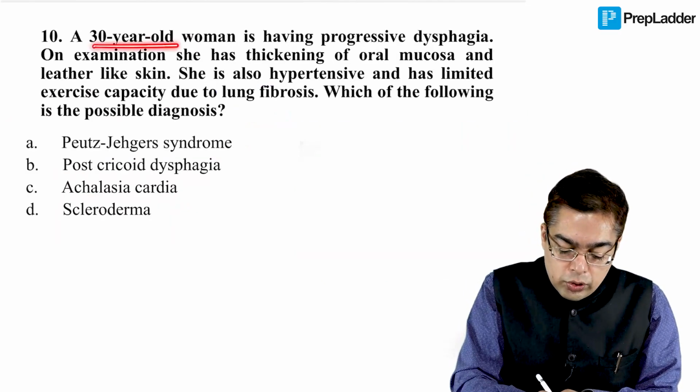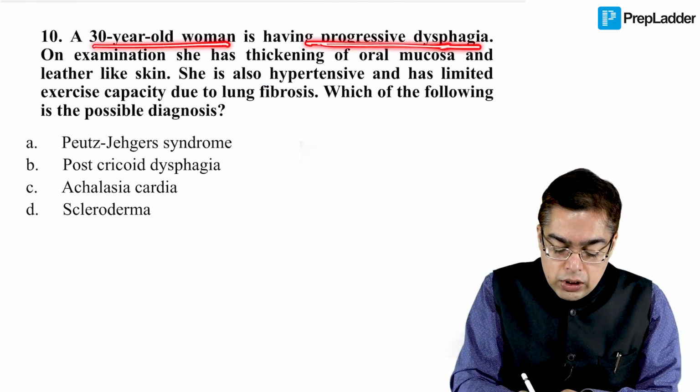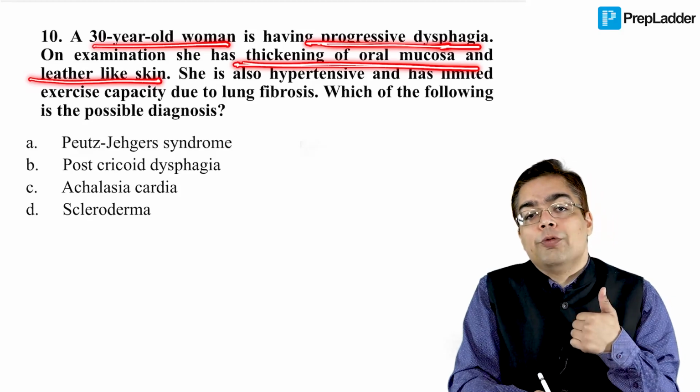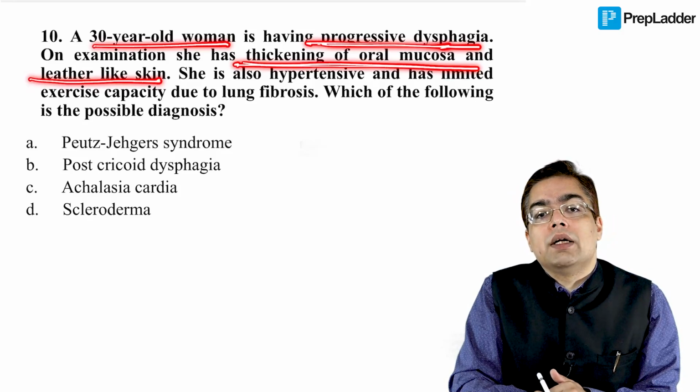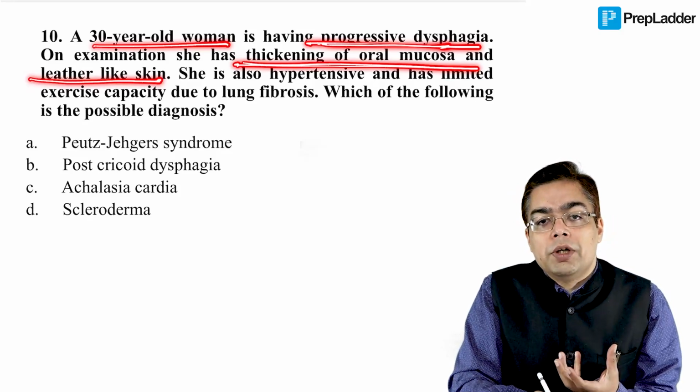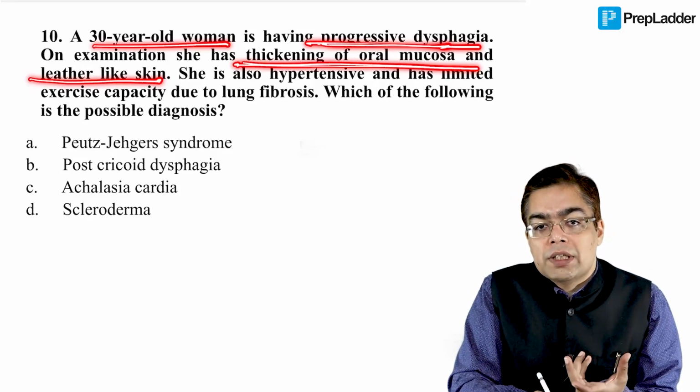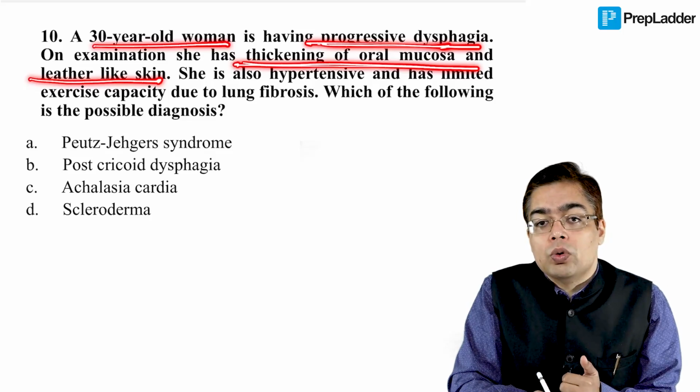Looking at the next question, a 30-year-old woman is having progressive dysphagia. On examination, she is having thickening of the oral mucosa and a leather-like skin. So when you think in terms of a patient having progressive dysphagia, that means there is a problem at the level of the muscular tube connecting the oral cavity with the stomach. That means a problem at the level of the esophagus. You have to rule that out.